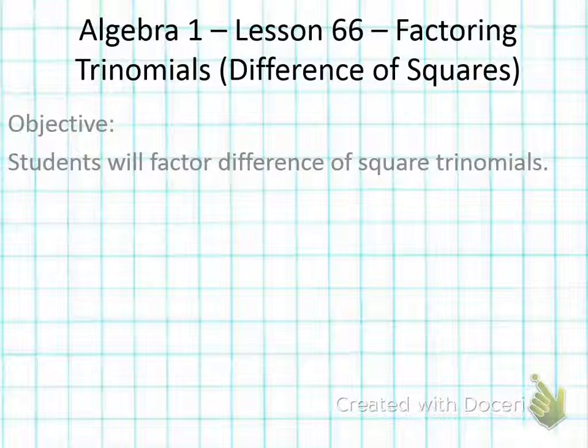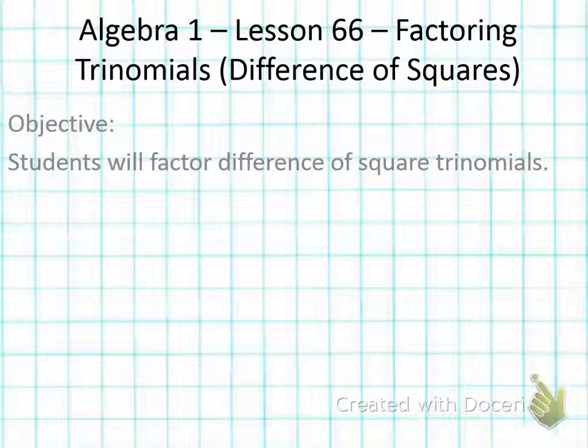This is lesson 66, factoring trinomials, particularly difference of squares. So we're talking about factoring, which is breaking things apart. We used the Xbox, but sometimes, now you could use the Xbox for what we're going to do today, but sometimes there's a shortcut where you don't have to do all that, if you see a pattern.